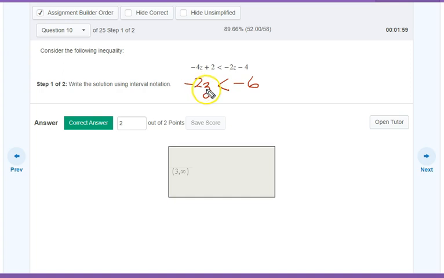Now, to solve for a positive z, I have to divide by a -2. Now, anytime you're going to divide by a negative, to keep it true, you have to reverse the direction of the inequality sign. That's the one difference. So this is going to be a positive z is greater than a positive 3.